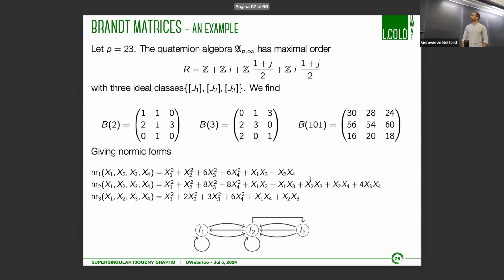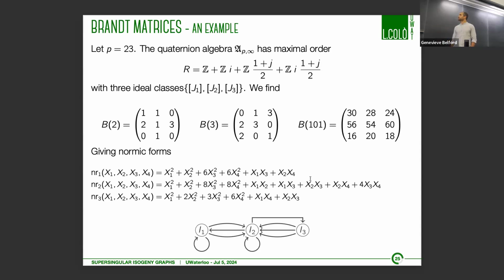Okay. This is again just a toy example. We're working again over F_23, characteristic 23. You have the quaternion algebra with one maximal order, which is described by that. Here, j is basically the square root of -23. You have three ideal classes. If you remember from the graph I showed you before of supersingular curves over F_23, there were three vertices. You can construct the Brandt matrices associated with 2, 3, and 101.